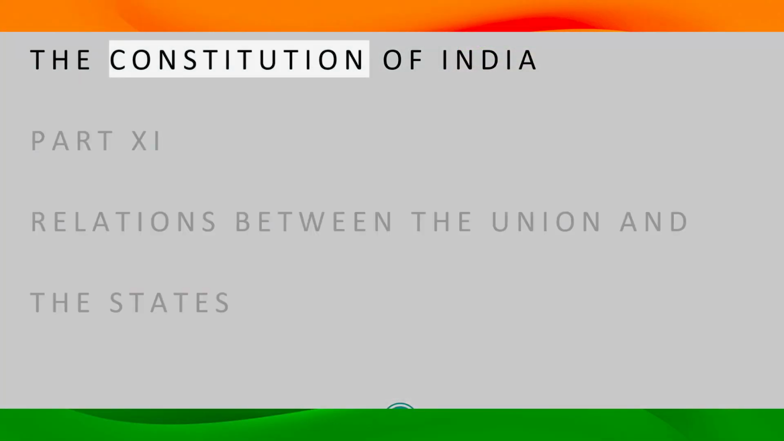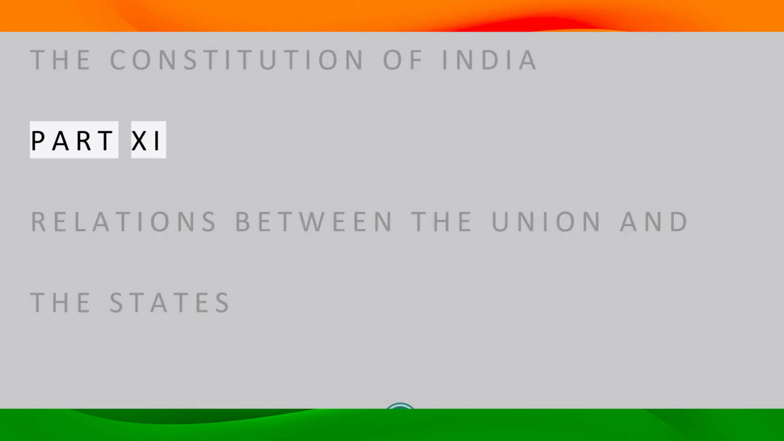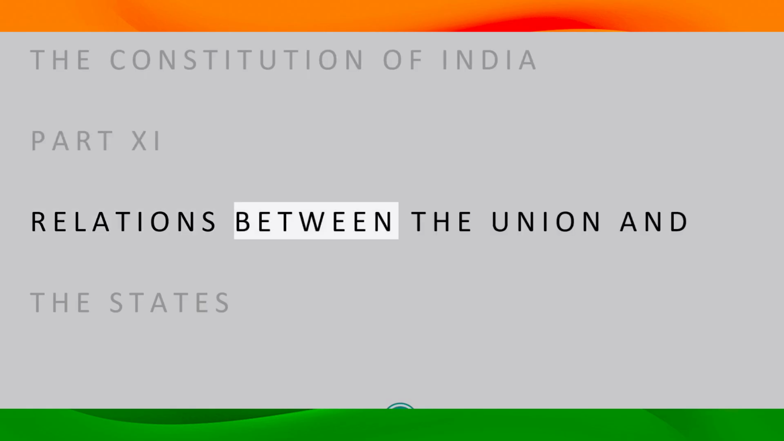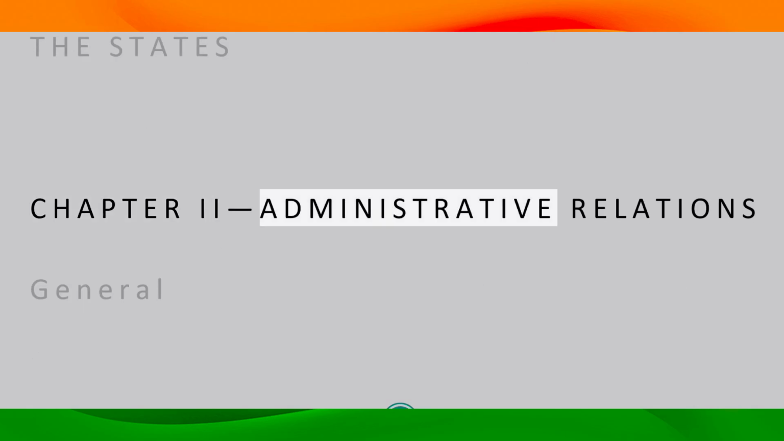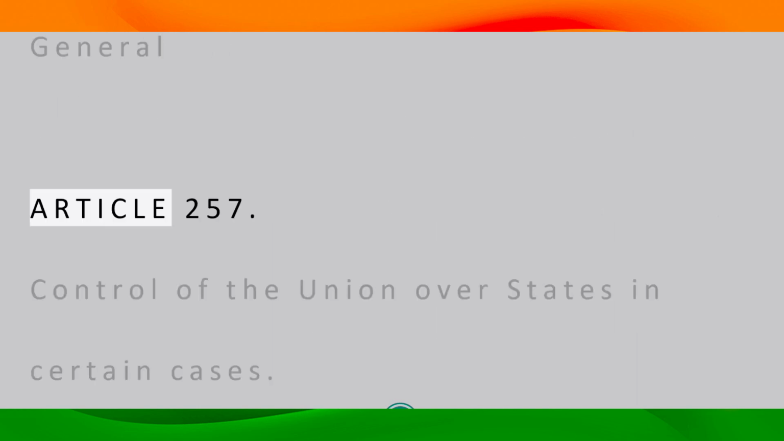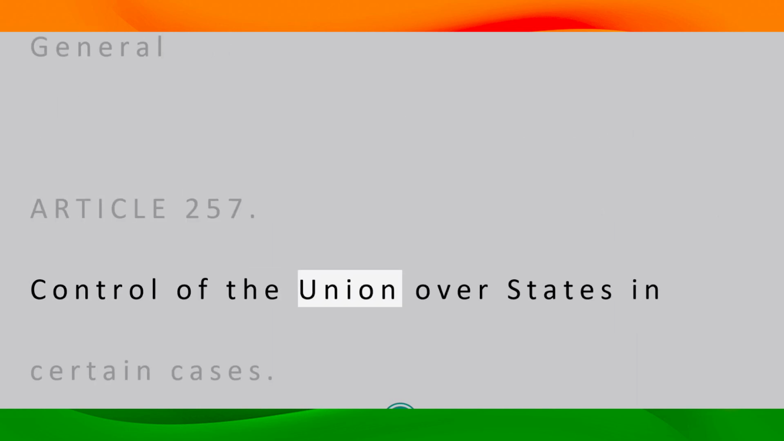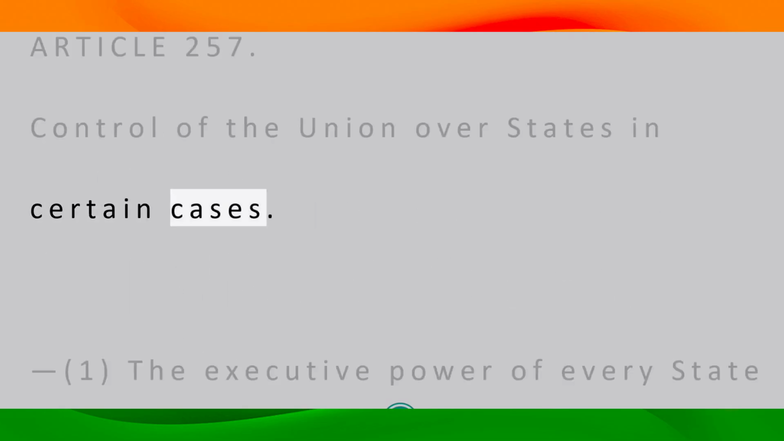The Constitution of India. Part 11. Relations between the Union and the states. Chapter 2. Administrative Relations. General. Article 257. Control of the Union over states in certain cases.